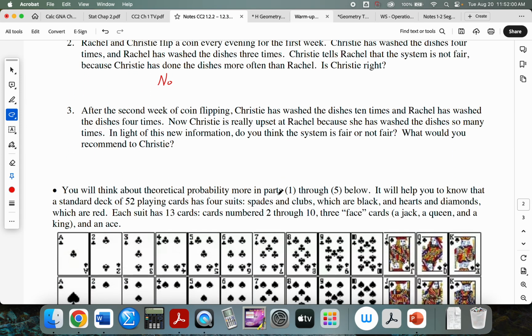Here's where it gets really bad. After the second week of coin flipping, Christy has washed the dishes 10 times and Rachel has washed the dishes 4 times. Now Christy's really mad because she has washed the dishes so many times. In light of the information, do you think the system is fair or not fair? It's still fair. It's still fair. What would you tell Christy?